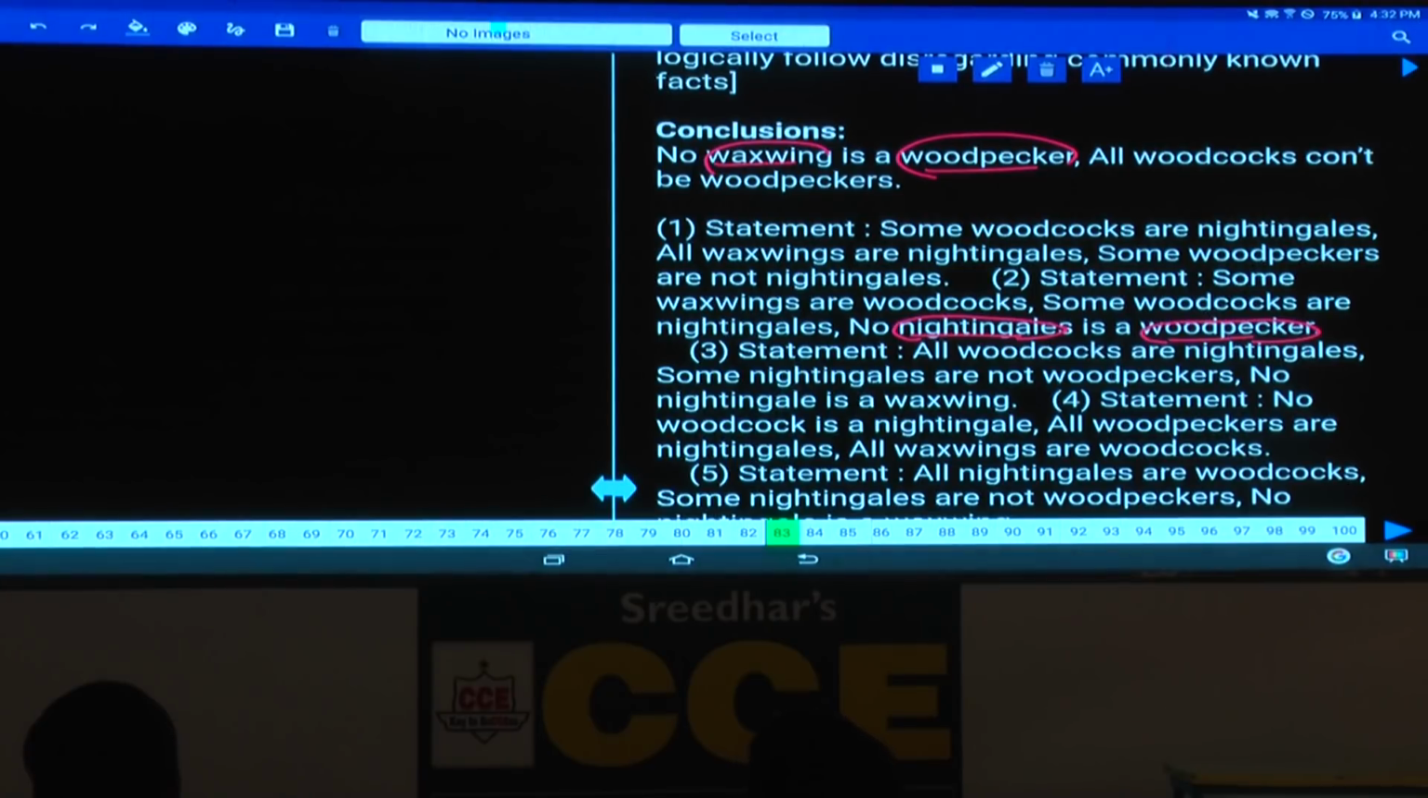Isn't it? Are you following or not? Because you are checking out the middle term. Now waxwing and nightingale, is there anywhere here a statement? No. Hence choice 2 is also ruled out. Are you following this one or not?